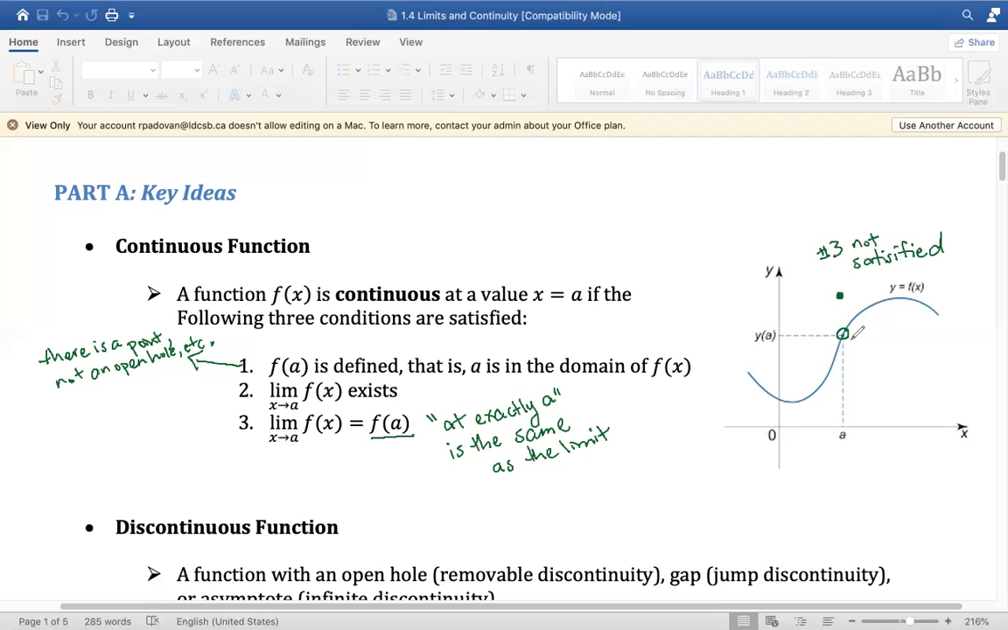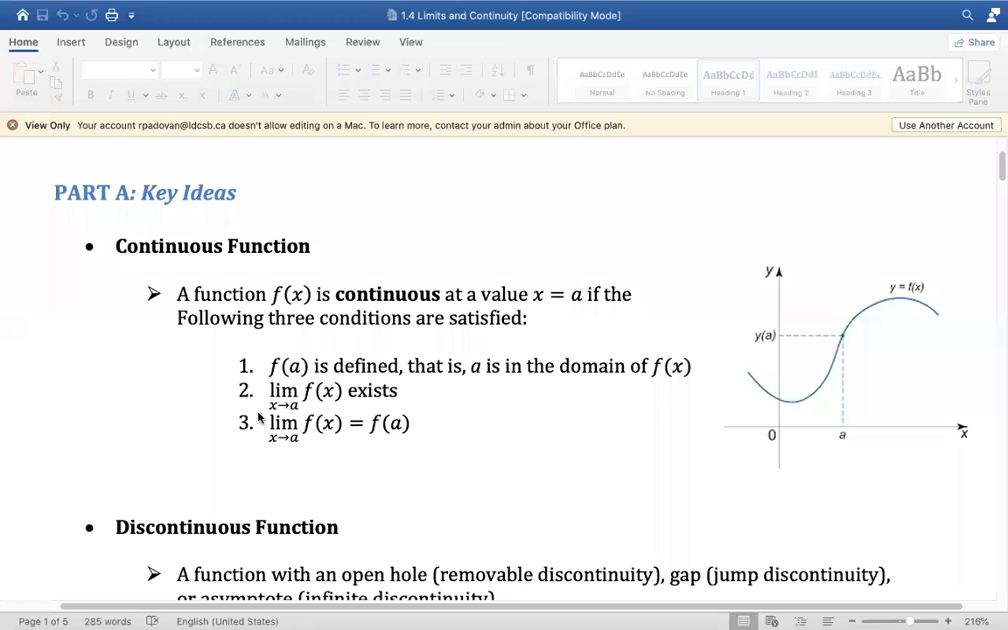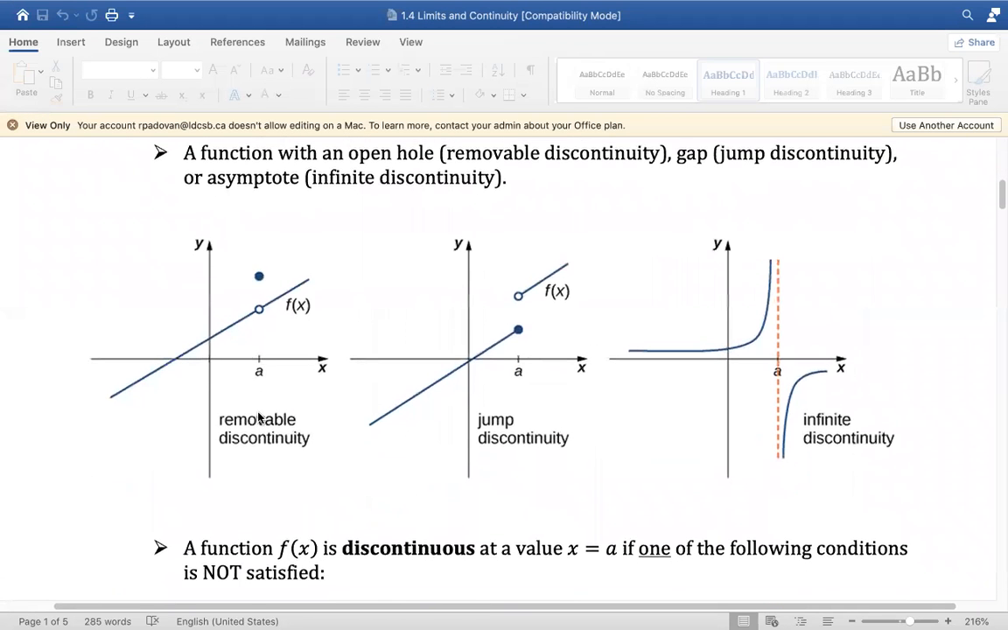Okay, so let's move on to more examples of discontinuous functions. A function with an open hole, like we were just talking about, would be a removable discontinuity. It's like I'm taking part of the graph and removing it and putting it on top, because there's an open hole, a space, and it's moved either up or below. Then we have what's called a gap or jump discontinuity, as we'll call it from now on. The function is continuing here, and then we have a space and a jump, and then it continues on.